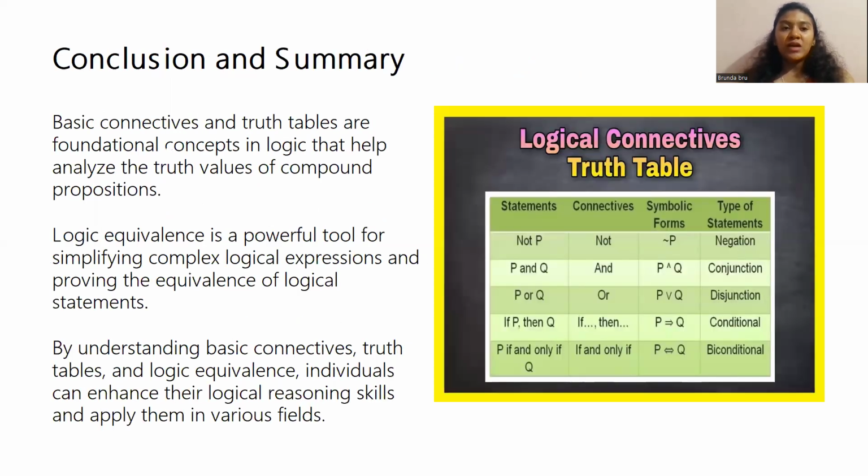So, here comes the conclusion and the summary. Basic connectives and truth tables are the foundational concepts in logic that help analyze the truth values of compound propositions. Logical equivalence is a powerful tool for simplifying complex logical expressions and proving the equivalence of logical statements. By understanding the basic connectives, truth tables, and logical equivalence, individuals can enhance their logical reasoning skills and apply them in various fields.